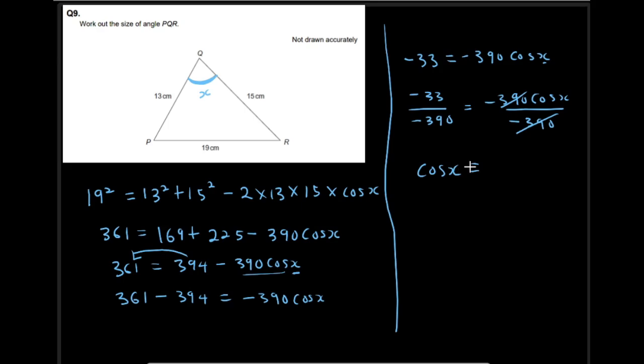That will give us 0.085, okay, approximately. So to get x, we take cos inverse of what we have on the right hand side. So x will be equal to cos inverse of 0.085. So we have shift cos, and that will give us approximately 85 degrees. So that's the value of x.